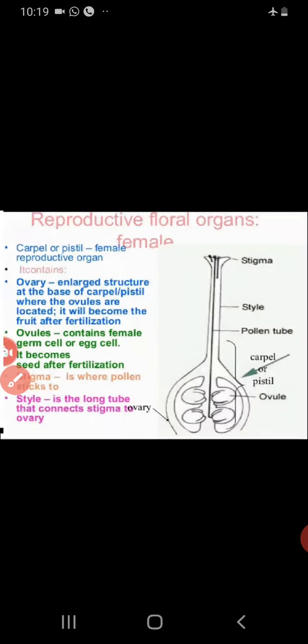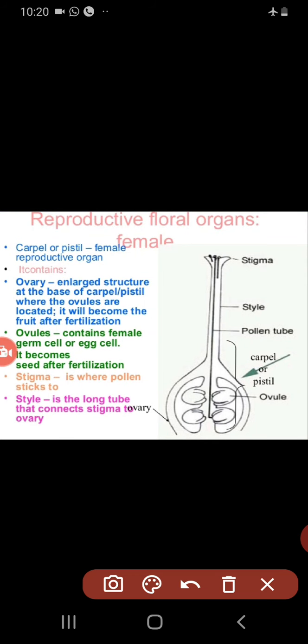Now coming to the another part, that is the female reproductive part. Female reproductive part is also known as the carpel or pistil.